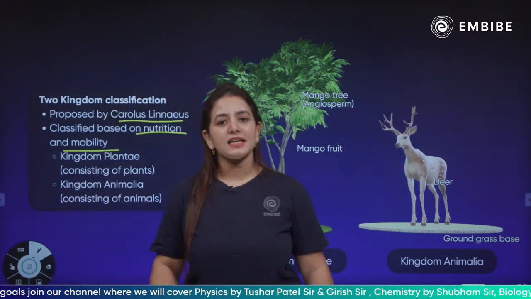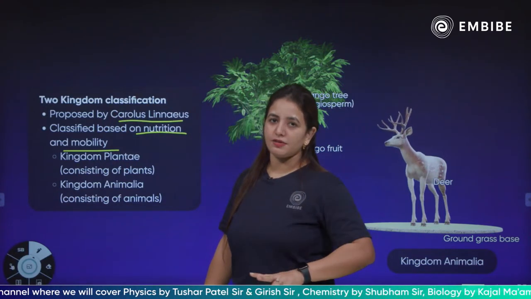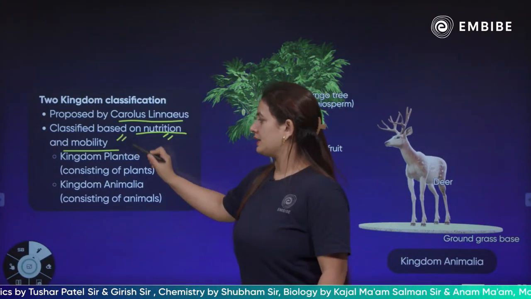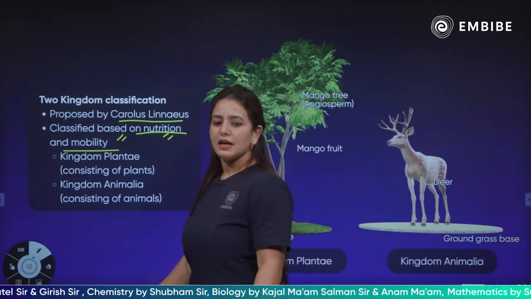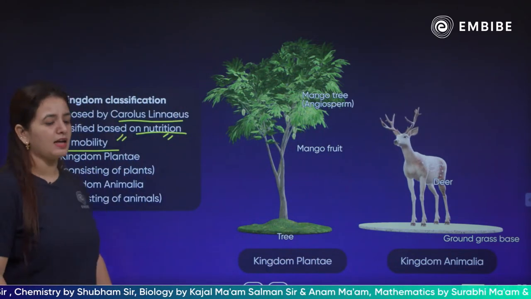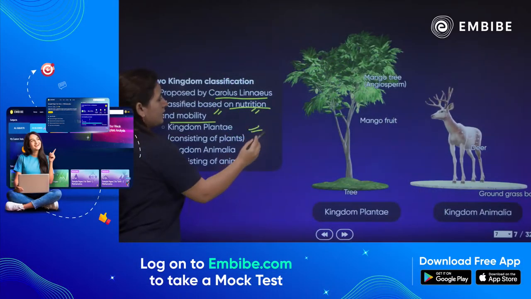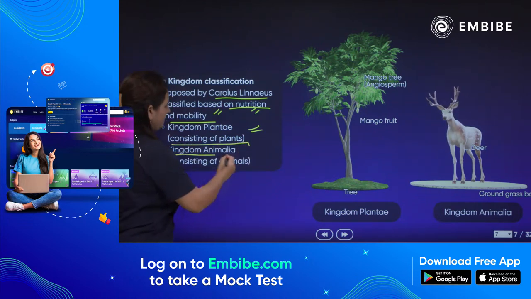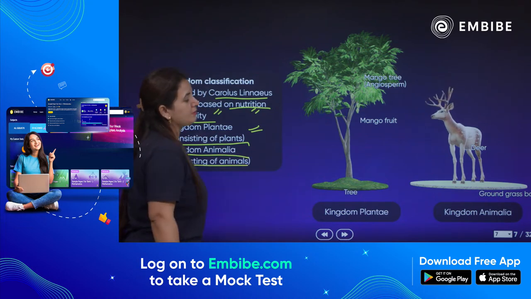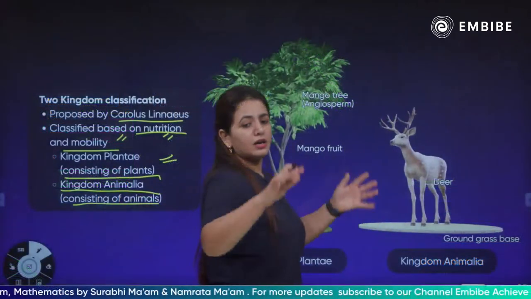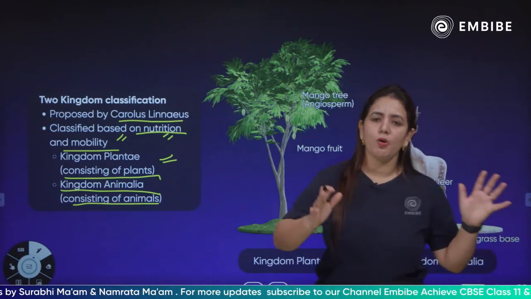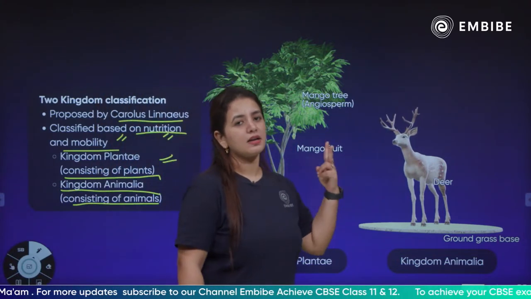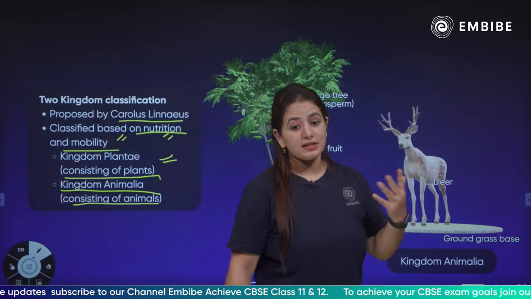Okay, so Carl Linnaeus divided the two kingdom classification on the basis of nutrition and mobility. So it was very simple for him to classify. He classified Kingdom Plantae, in which all the plants exist, and Kingdom Animalia, which consists of animals. Very simple classification. Keep all the plants in one place, keep all the animals in one place, and call it the two kingdom classification. Okay, still better.